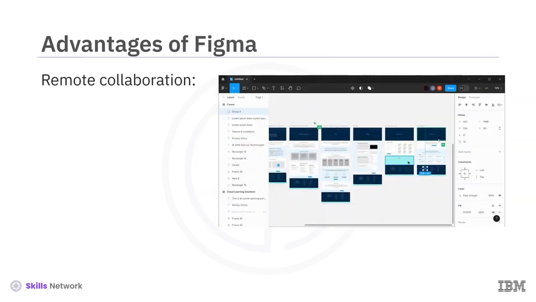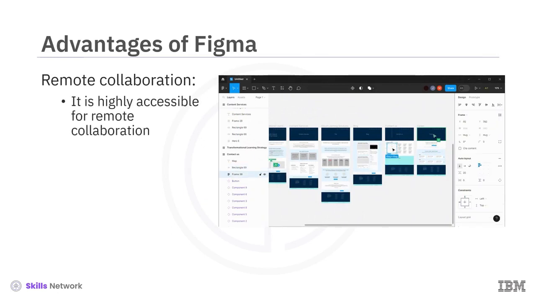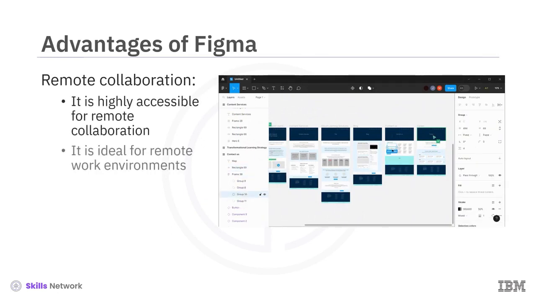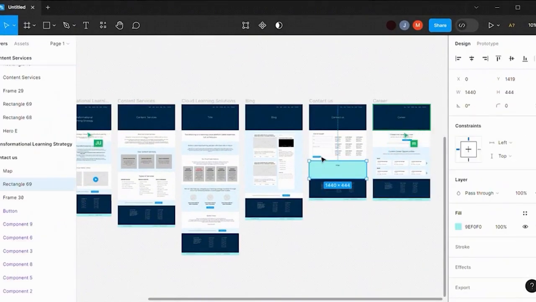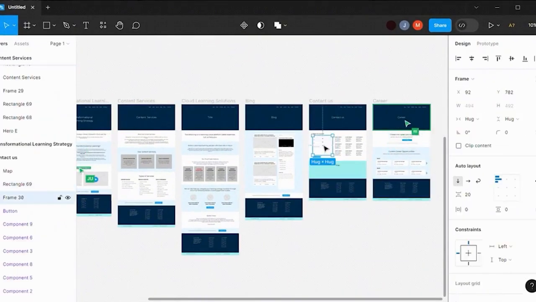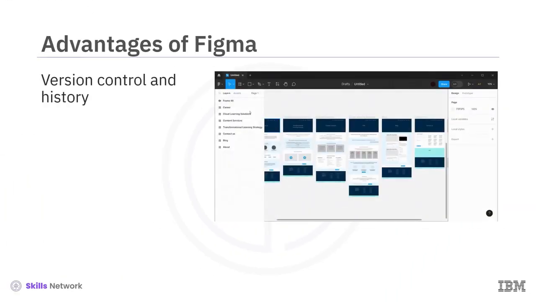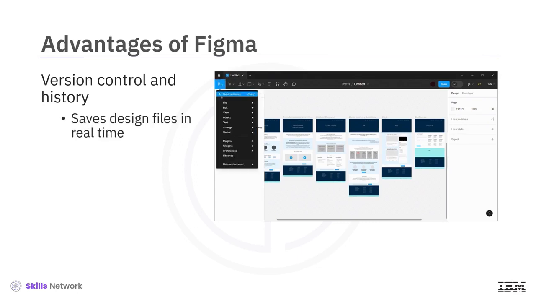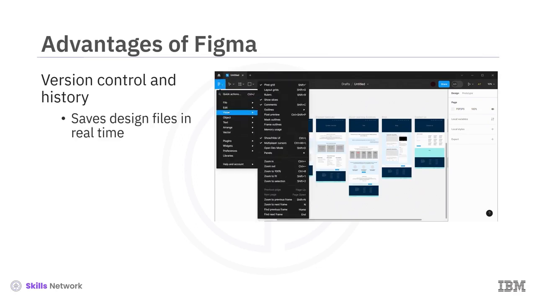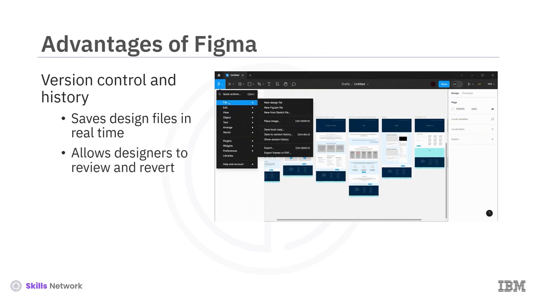Figma's cloud-based architecture makes it highly accessible for remote collaboration. Designers and team members can access and collaborate on design files from anywhere, making it ideal for distributed teams or remote work environments. Lastly, Figma offers version control and history. Figma automatically saves design files in real time, ensuring no changes are lost. It also allows designers to review and revert to previous iterations if needed.